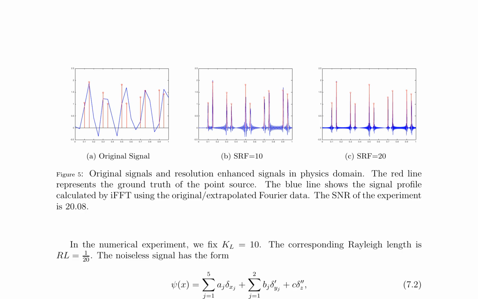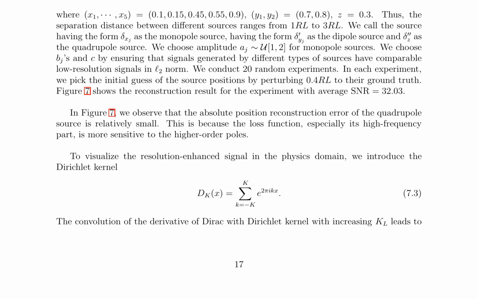A numerical experiment is conducted involving a noiseless signal with monopole, dipole, and quadrupole sources, positioned to have comparable low-resolution signals. The reconstruction results, illustrated in Figure 7, highlight the small absolute position reconstruction error for the quadrupole source, attributed to the sensitivity of the loss function to higher-order poles. The Dirichlet kernel is introduced to visualize the resolution-enhanced signal, which is achieved by convolving it with the derivative of Dirac, resulting in increased resolution.